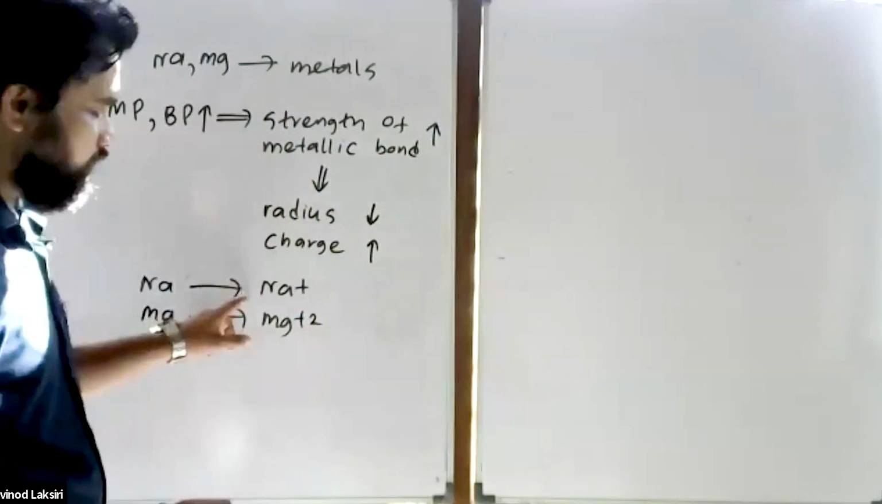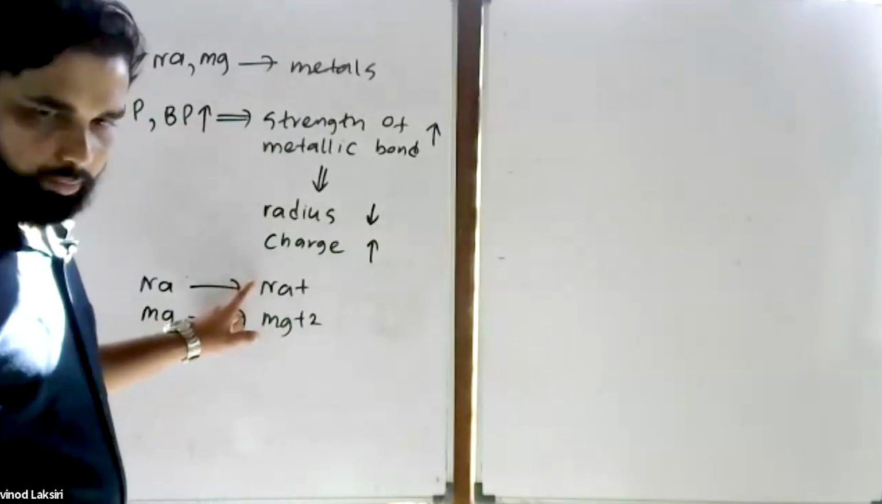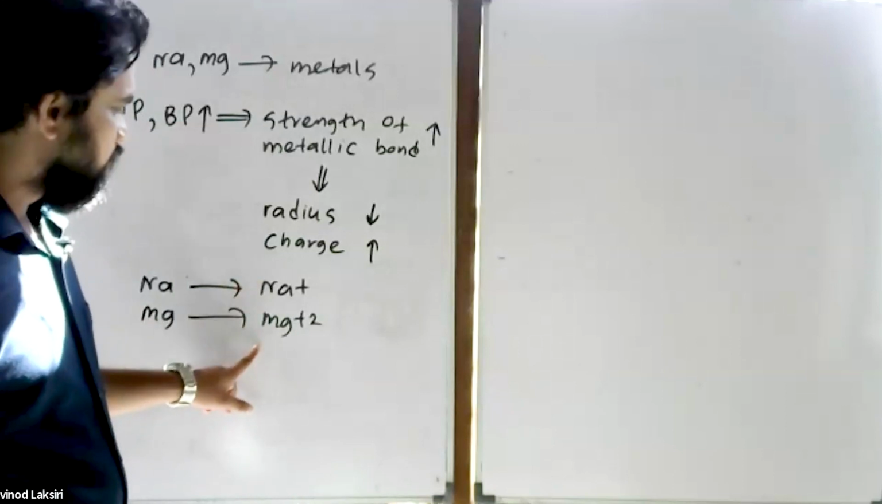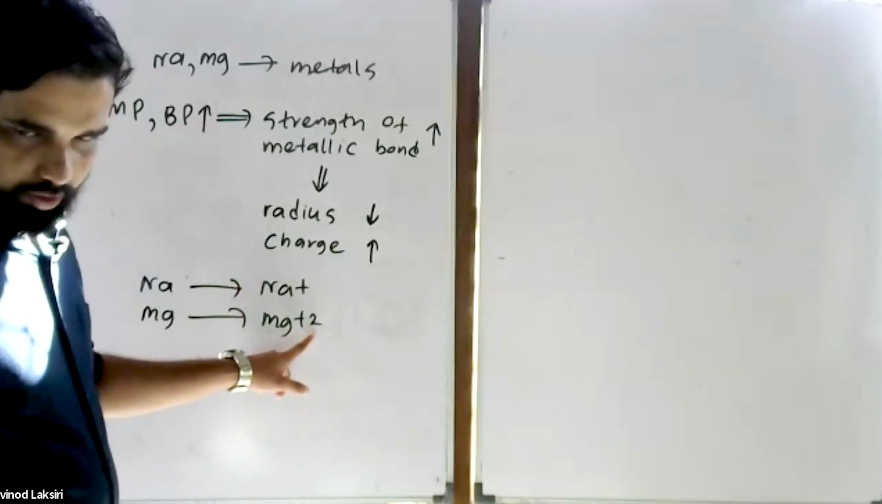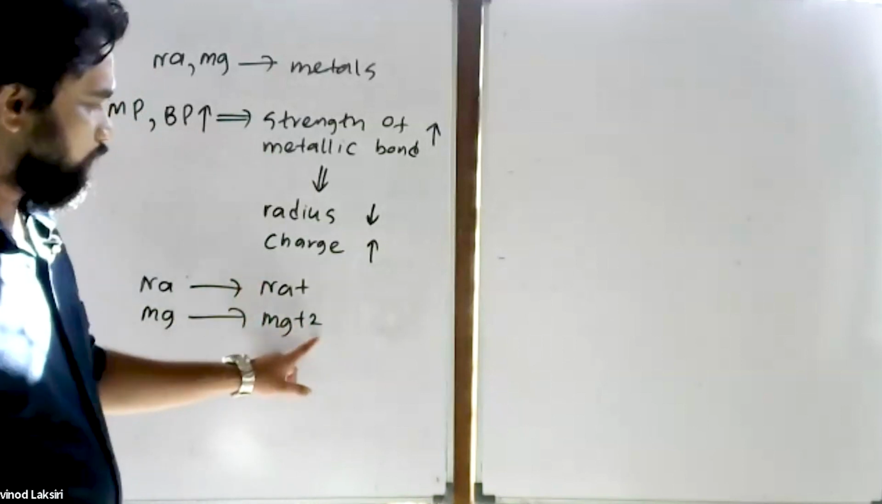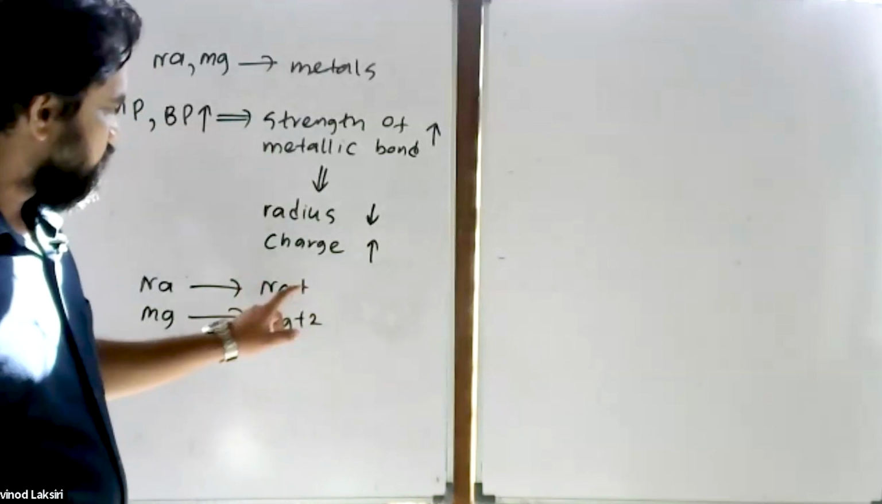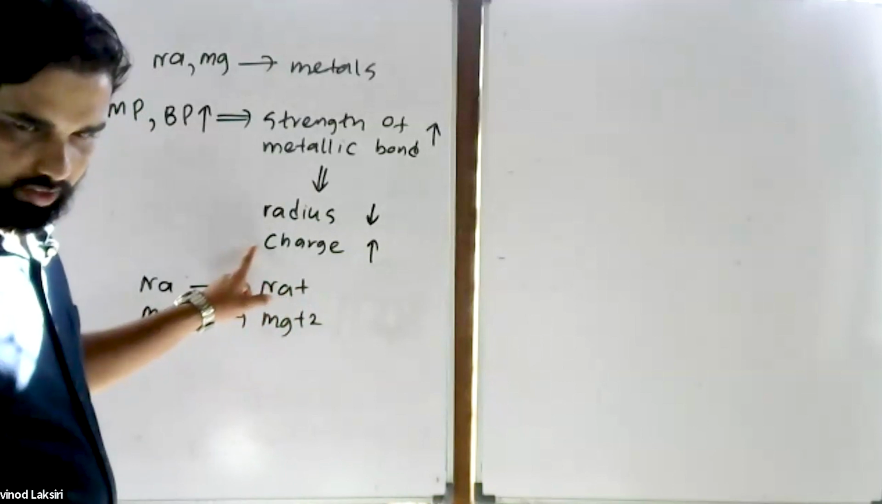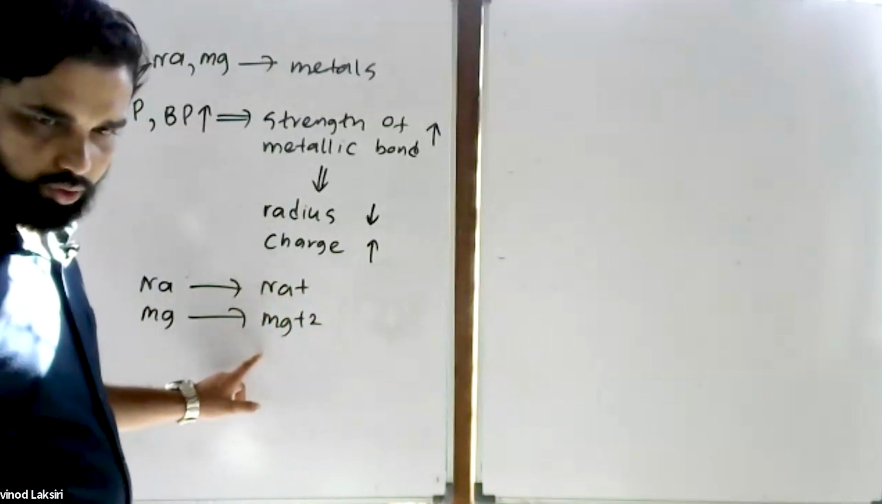So therefore, you have to consider these two, right? When sodium plus and magnesium plus 2 are considered, the charge of magnesium plus 2 is higher than sodium. Here plus 2, here plus 1, right? So therefore, magnesium has higher charge. Then you have to consider the radius of these two.